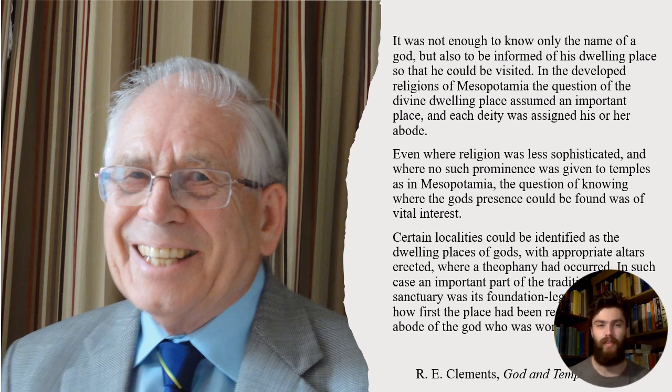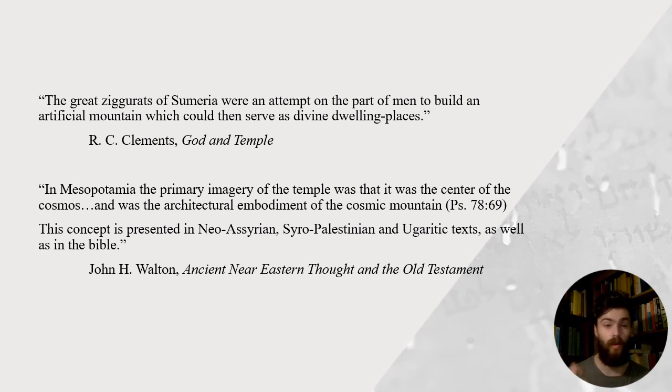So, in line with this, he says that the great ziggurats of Sumer, for example, were an attempt on the part of men to build mountains which could serve as divine dwelling places. And I should say that Clements goes on in that same section I just mentioned earlier to describe the prominence of divine mountains in the biblical understanding, because mountains, of course, are connected with the heavens and the earth, and they are often places where men meet with God. And so their temples in Sumer, ziggurats, were designed to be sort of artificial mountains, which could serve as divine dwelling places. Walton agrees with this.